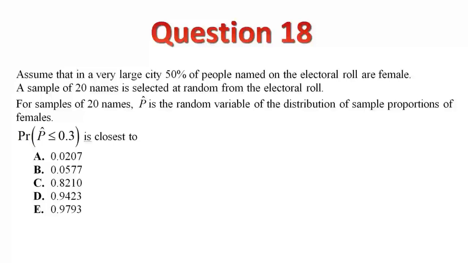Now, the next one, dealing with a fairly new area of study. This has only been examinable since 2016, and that is statistical inference for sample proportions. It's a topic that is causing quite a few difficulties for students. So assume that in a very large city, 50% of people named on the electoral roll are female.